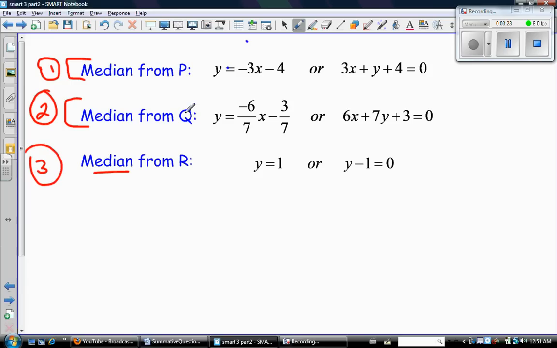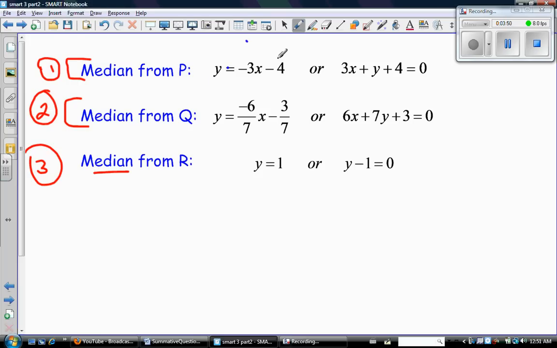Now I realize that I'm kind of giving myself the hardest task because I'm choosing P and Q, and life would be easier if I picked R, but I'm here to demonstrate, and help you learn, so I'm not always going to take the easiest route. I'm going to take the slightly more challenging route. I'm going to take equation number 1, which is the median from P, and equation number 2, the median from Q, and I'm going to solve the intersection.